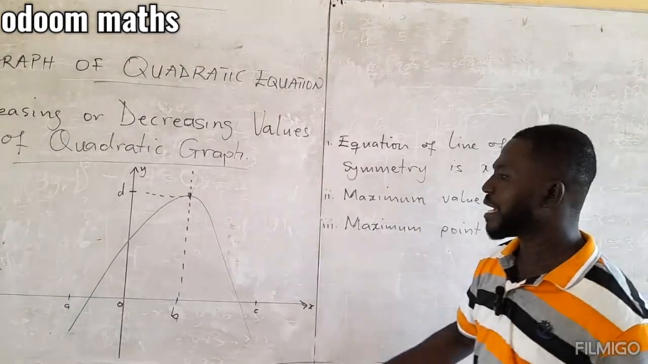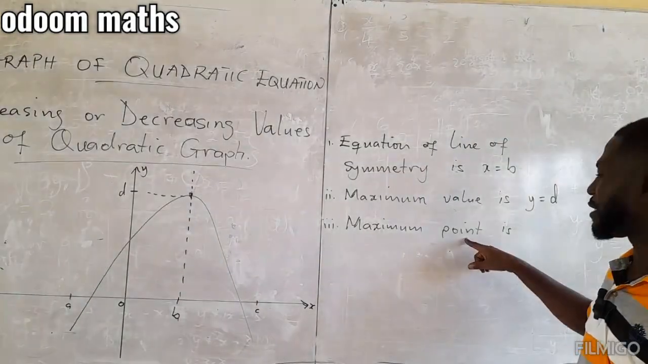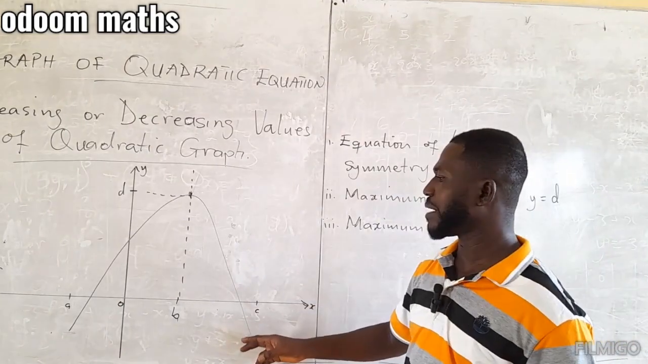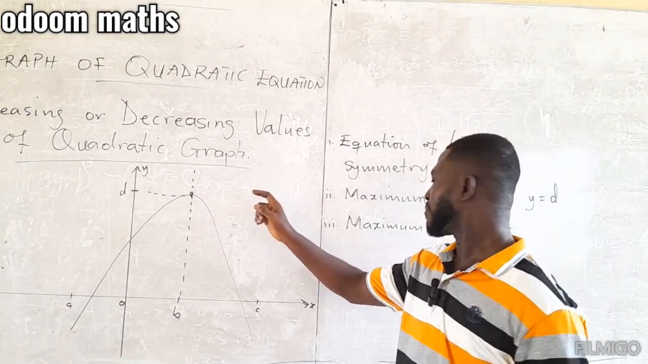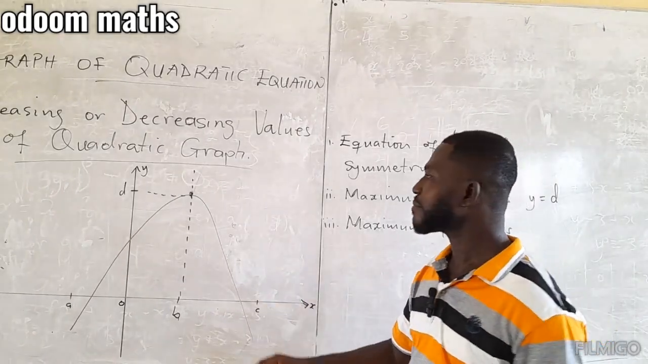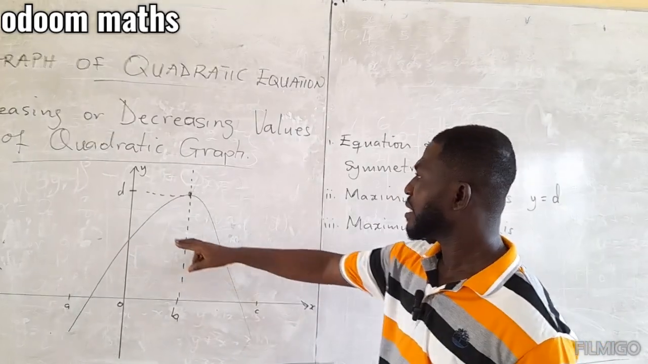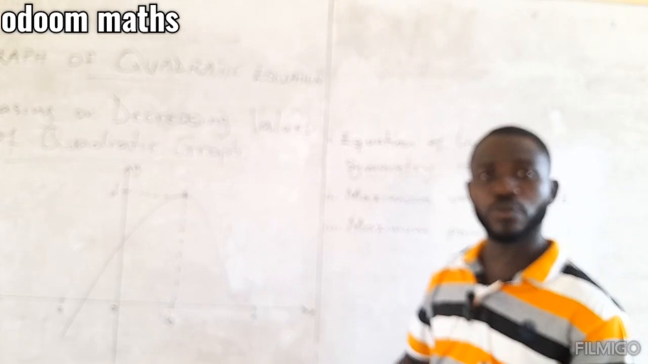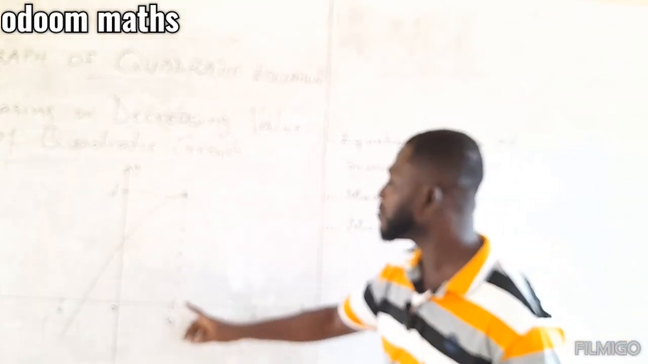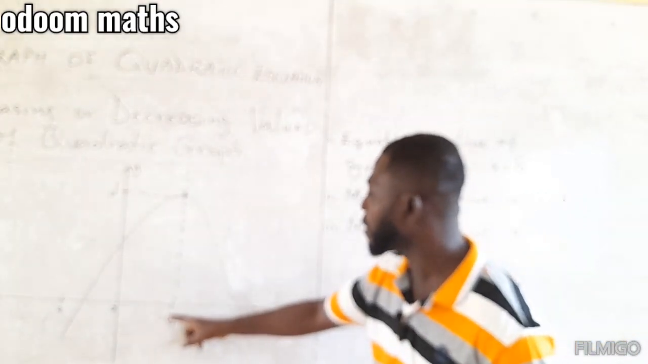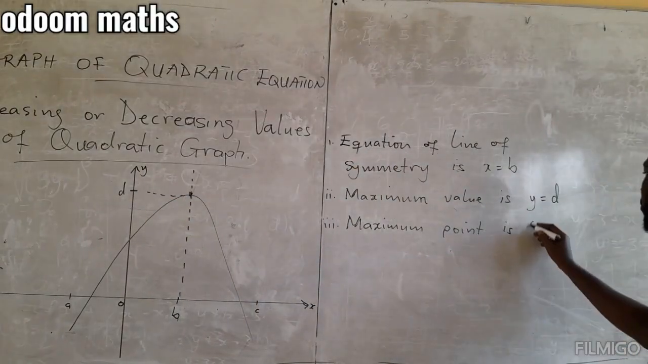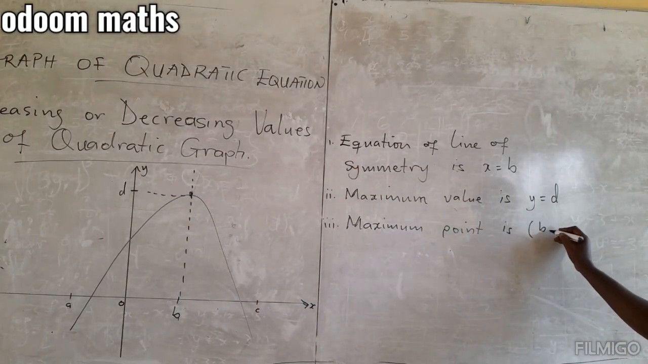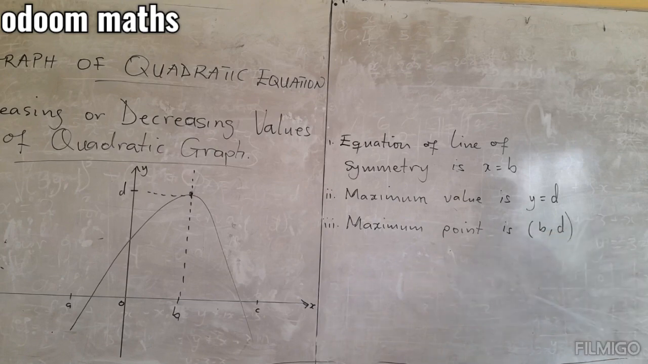Then again, our maximum point. The maximum point talks about the point at which the graph is at its peak. The point consists of the x component and y component. So the maximum point becomes the x component, that is b, and then y component, that is d. So that is b and then d. So that is that.